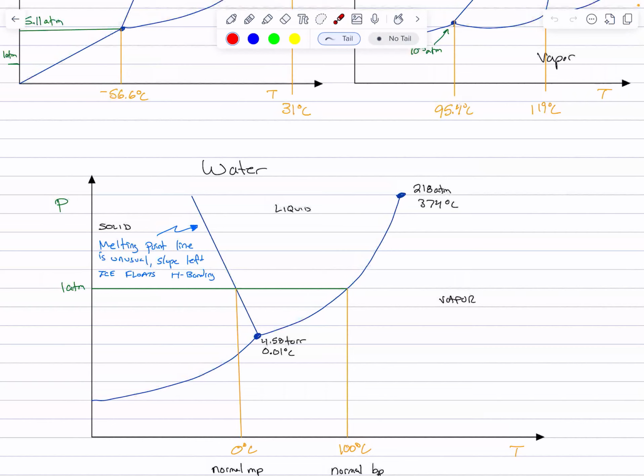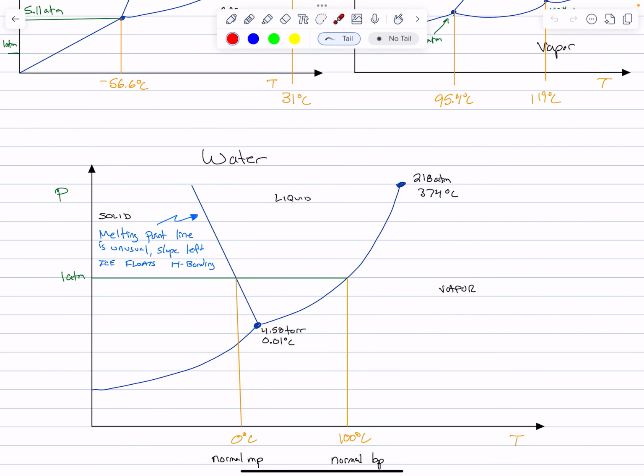And so when we look at water, 1 atmosphere is our normal conditions. You can find out what the normal melting point is and the normal boiling point is on a graph like this. It's kind of neat. Hopefully that's not too bad. Water's triple point: not very much pressure, not very much temperature. And its critical point: a lot of pressure, a lot of temperature.